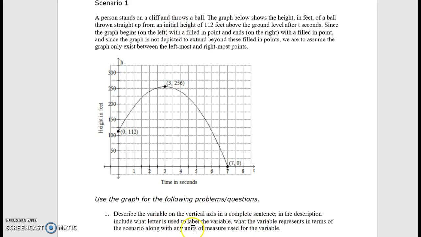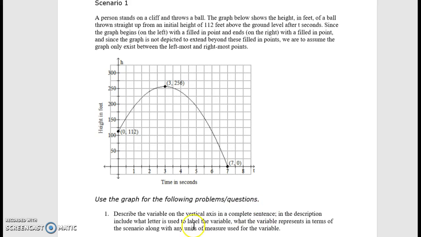And the units of measure, that's the feet. Anytime we're measuring a variable, we have units of measure. So those could be like pounds or dollars or meters or minutes. And in this case, for the height variable on the vertical axis, it's measured in feet.